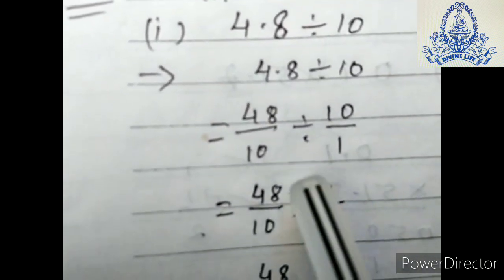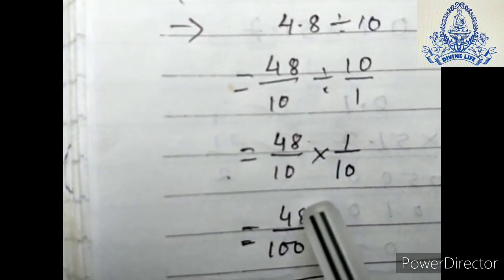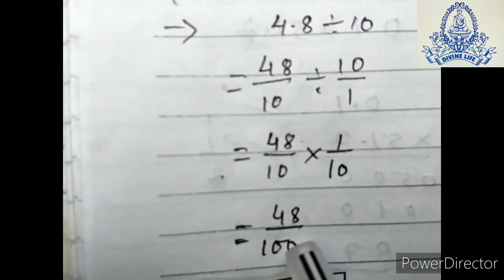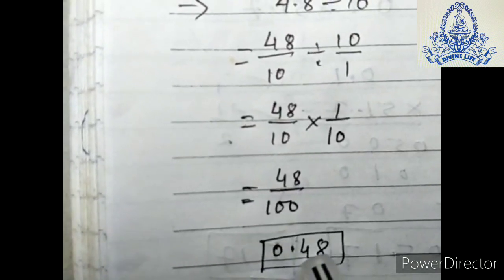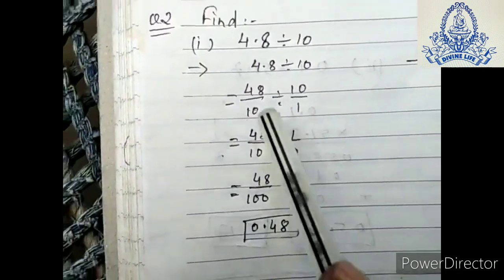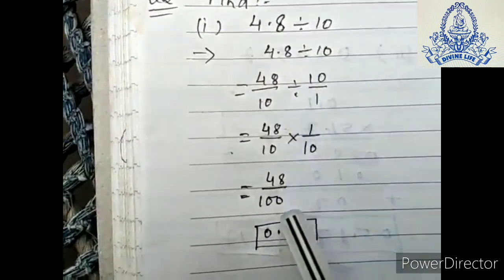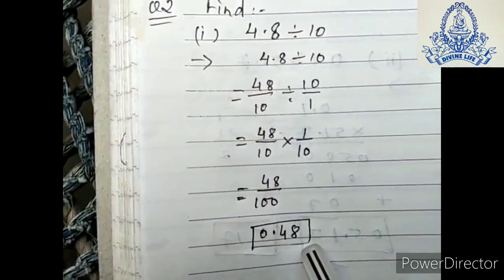We will change the sign of division as we have done in the last question also. So 48 upon 10 multiplied by the reciprocal of 10 upon 1, which is 1 upon 10. 48 times 1 is 48, 10 times 10 is 100. So the remaining fraction is 48 upon 100. After dividing 48 by 100, we get 0.48. So the final answer for 4.8 divided by 10 is 0.48.